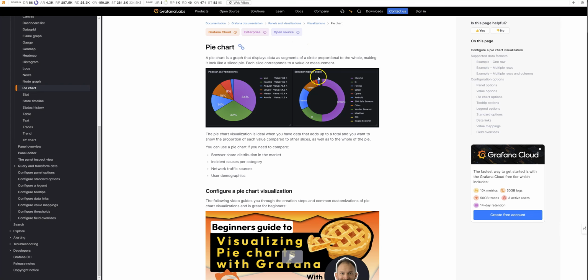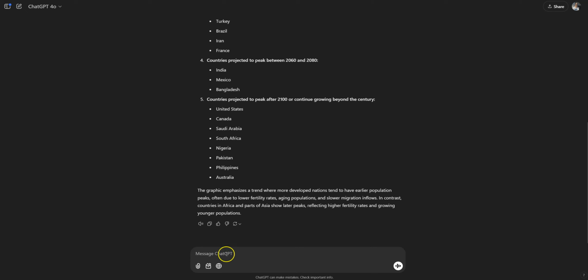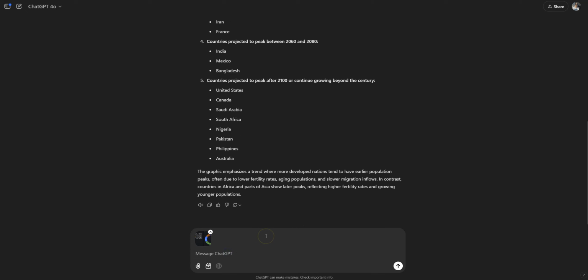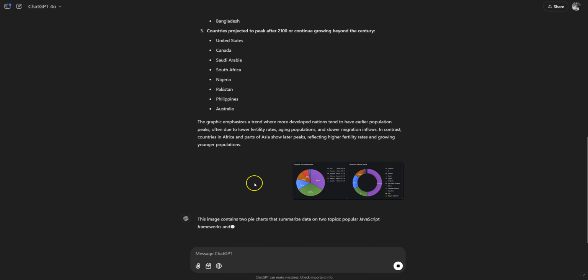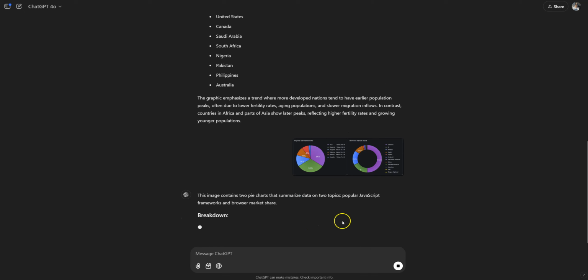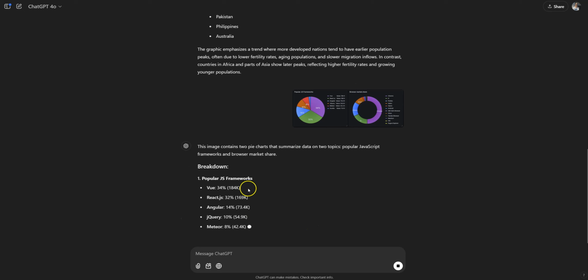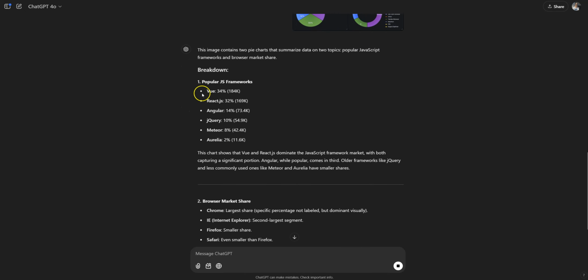Okay, here I've just got another pie chart about browser market share. Let's feed that in. Actually, I won't need to give it another command due to the fact that it will remember what we're doing. Two pie charts that summarize data on two topics: JavaScript frameworks and browser market share.